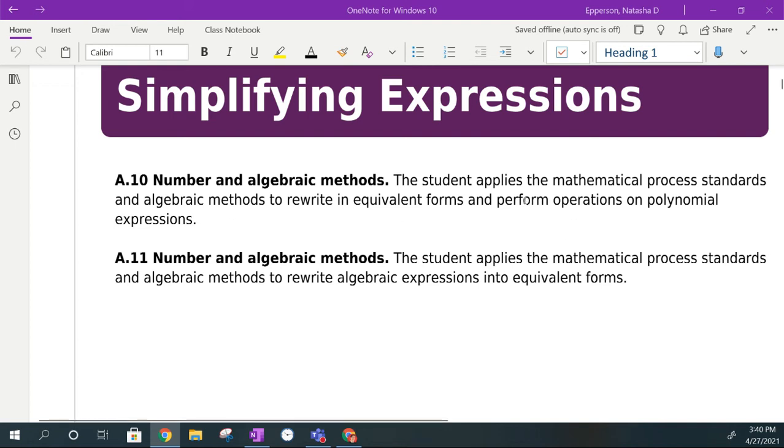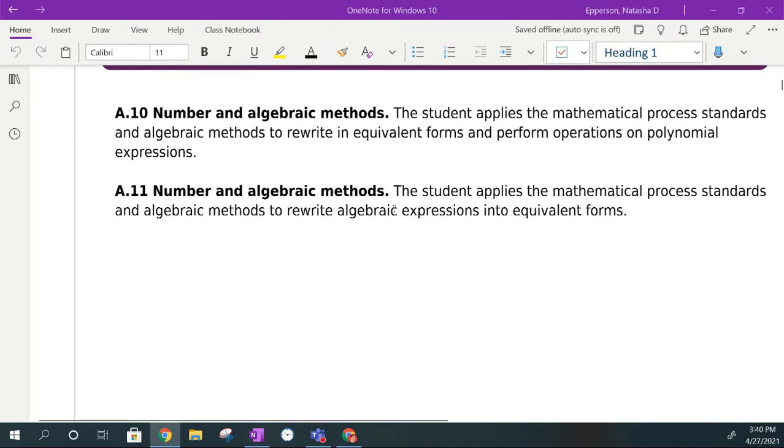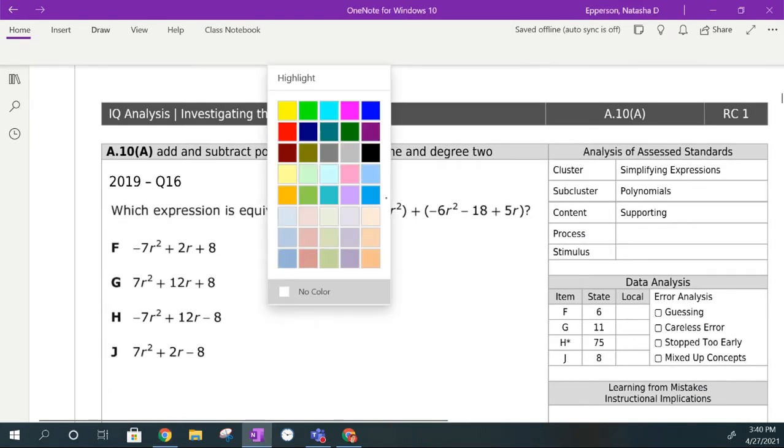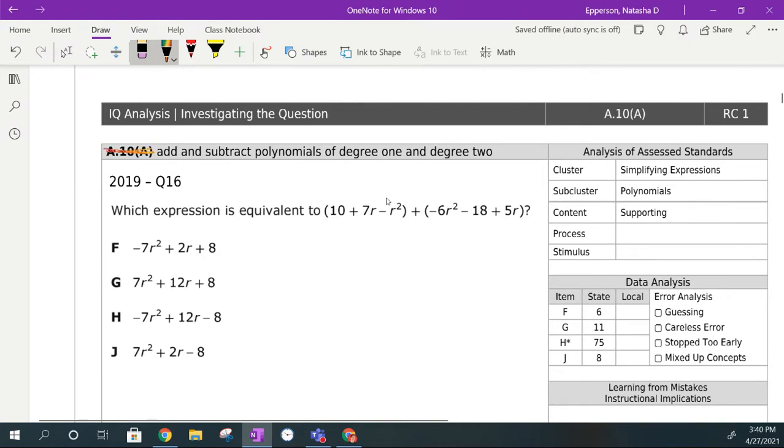Right, the TEKS that we are covering are simplifying expressions, A10 and A11. The first TEK that we're going to look at is TEK 10A, and that is adding and subtracting polynomials of degree 1 and degree 2. Basically, what we're doing is combining any like terms.